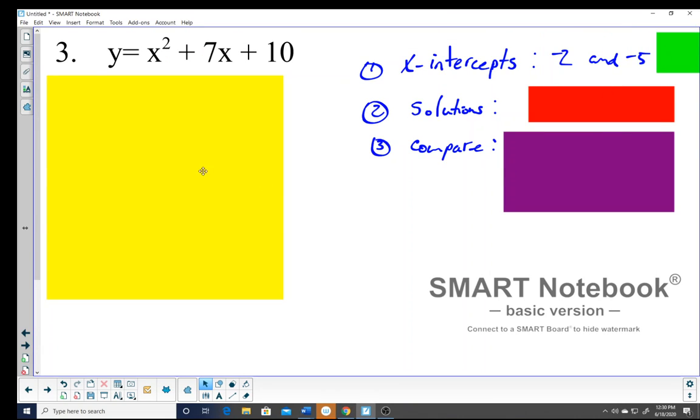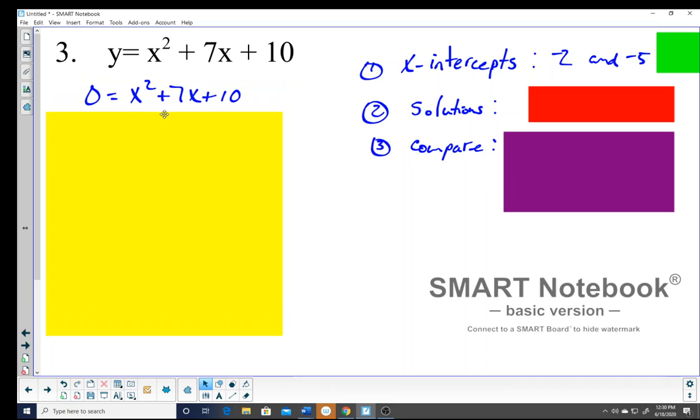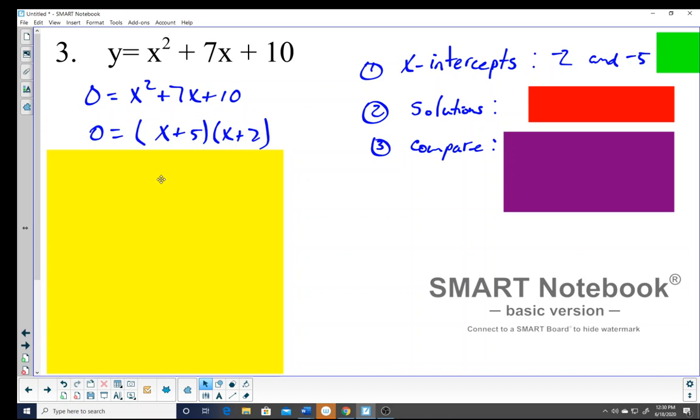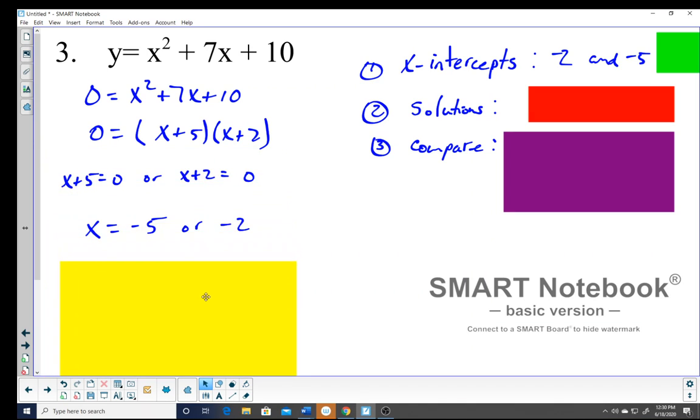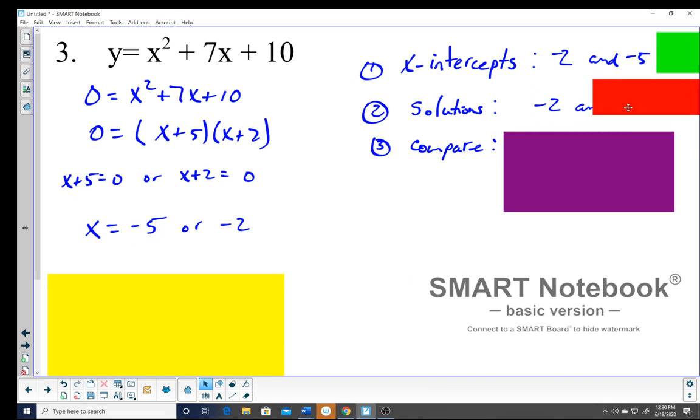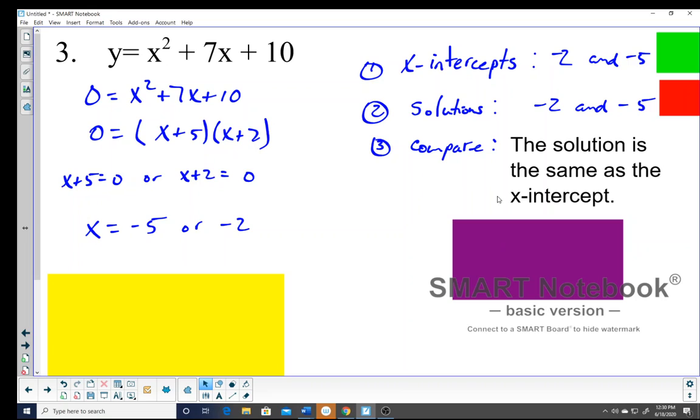Okay, now we want to solve this and see what we get. So when we solve this, first make y 0. So now we've got 0 equals x squared plus 7x plus 10. That's pretty easy to solve by factoring. You can just write that as 0 equals x plus 5 times x plus 2, and then just make each one of those equal to 0. And when you solve for it, you get x is negative 5 or negative 2. So your solutions are x equals negative 2 and negative 5. And what do we notice about the x-intercepts and the solutions? They are exactly the same.